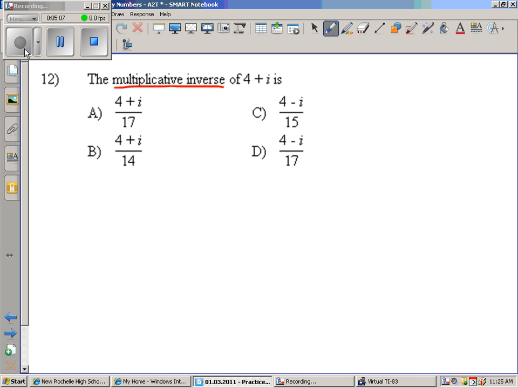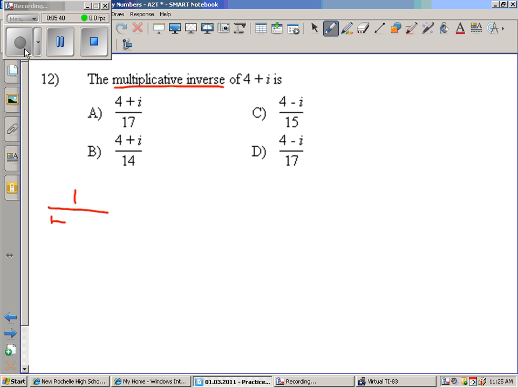Multiplicative inverse. Let me give you an example of the multiplicative inverse of just a normal number. You know what the multiplicative inverse of 5 is? It's 1/5. You know what the multiplicative inverse of 10 is? 1 divided by 10. By definition, the multiplicative inverse is the number that you multiply the original by to get 1. That probably made no sense to people, but tell me what's the multiplicative inverse of 4 plus i?